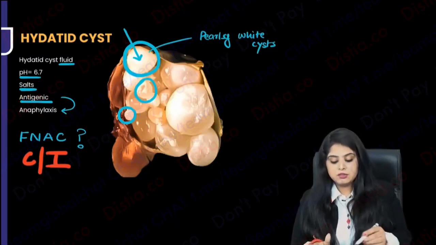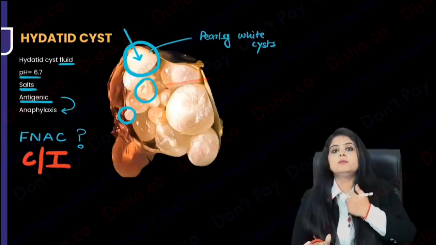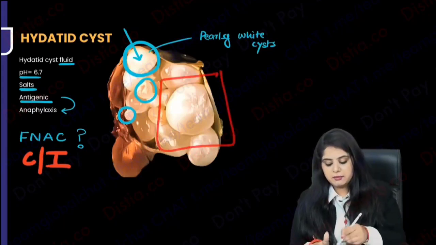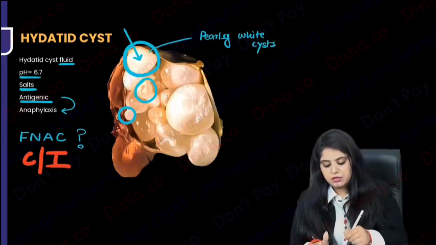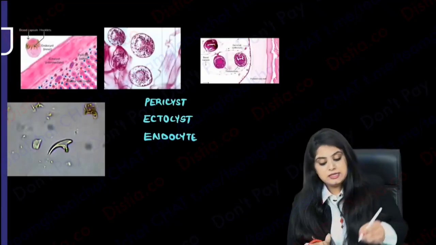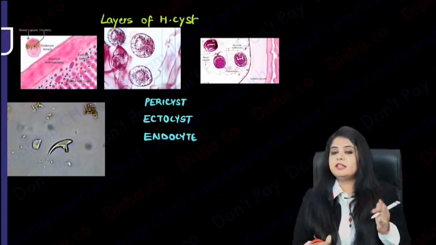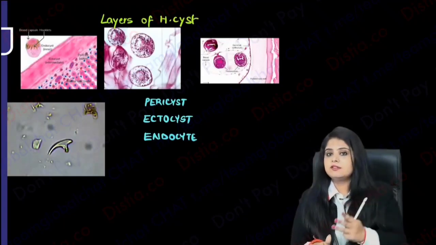But now I want to ask you that if you just surgically remove it, puncture nahi kara, surgically pura remove kara, if you look at this under the microscope, how is it going to look like then? What are the layers of hydatid cyst that you notice? So I see there are 3 layers: pericyst, ectocyst, endocyst.